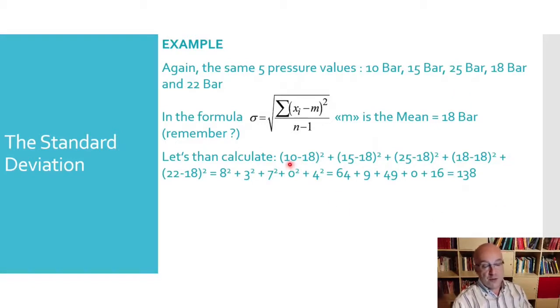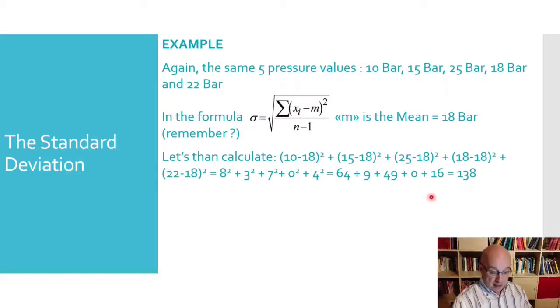So the first term would be minus 8, but this minus is neutralized by the square, so we have 8 squared, then minus 3 here squared, so 3 squared, and so on. So we sum all of these terms and we get a numerator of 138 that goes here.